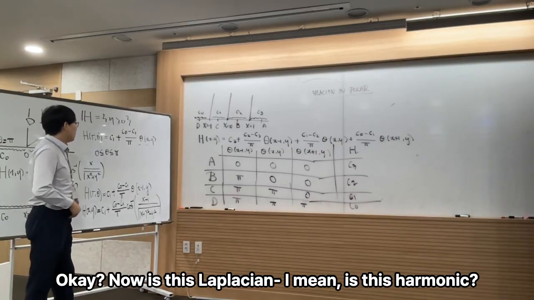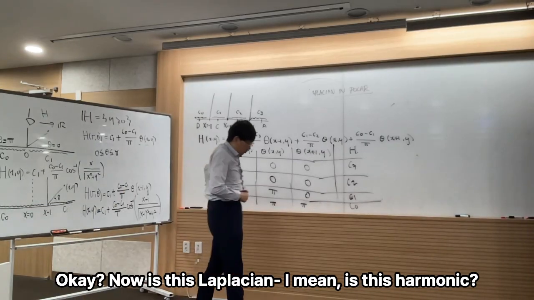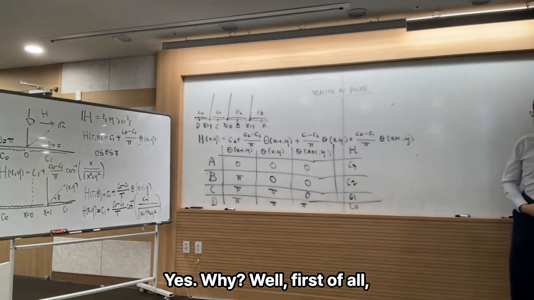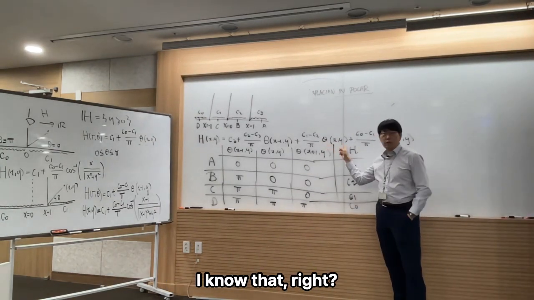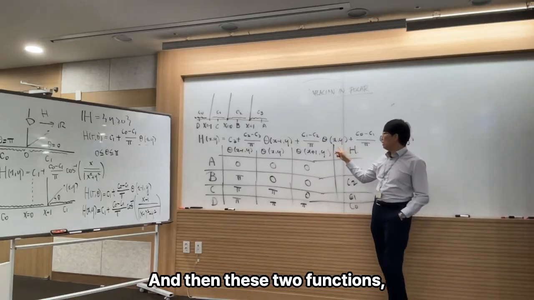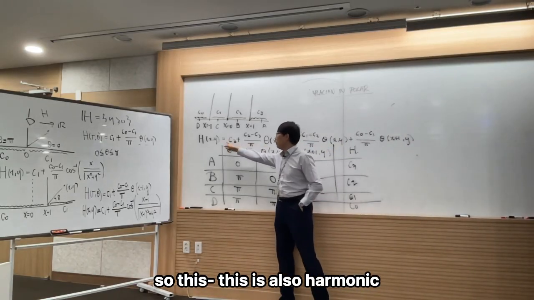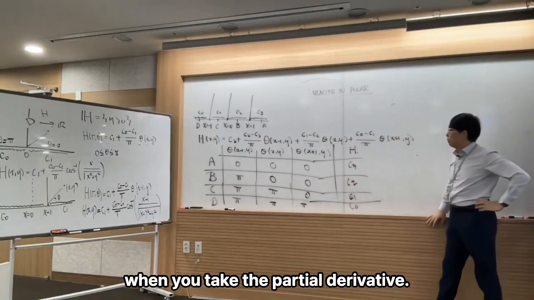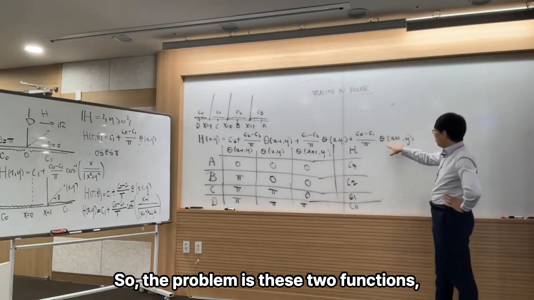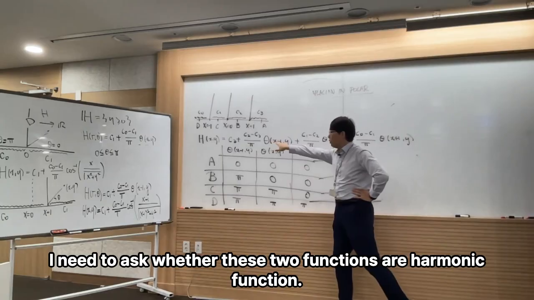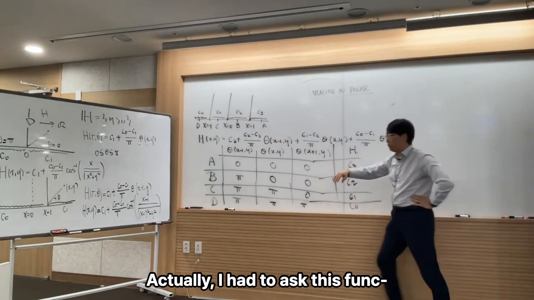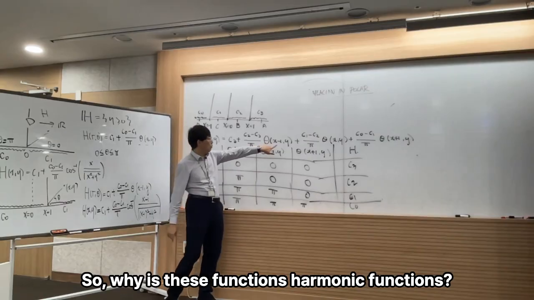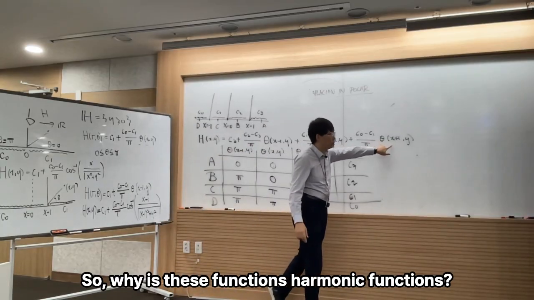Now, is this Laplacian? I mean, is this harmonic? Yes. Why? Well, first of all, this is a harmonic function, I know that, right? And then these two functions. This is also harmonic because it's a constant function. A constant function is always 0 when you take the partial derivative. So the problem is these two functions. I need to ask whether these two functions are harmonic functions. Actually, I had to ask this question earlier, but let's do it here. So why are these functions harmonic?